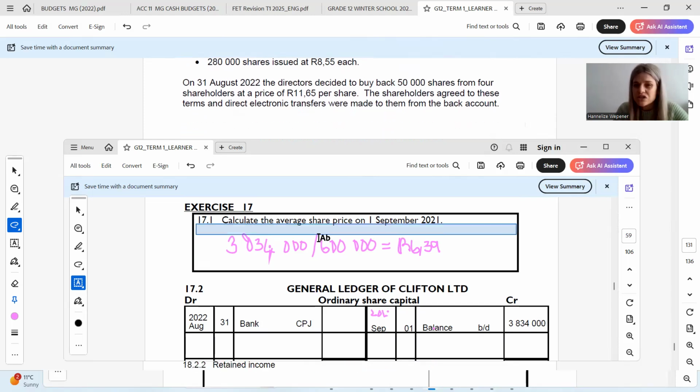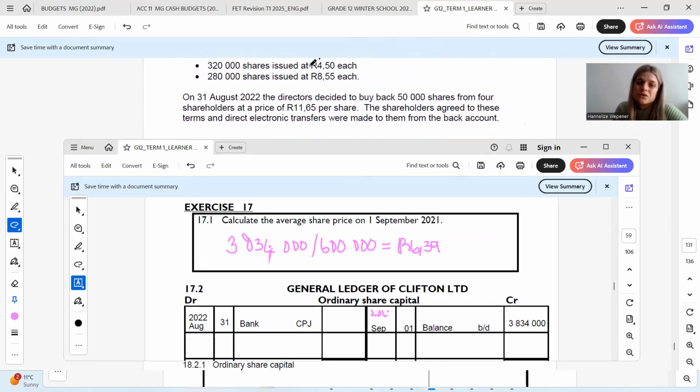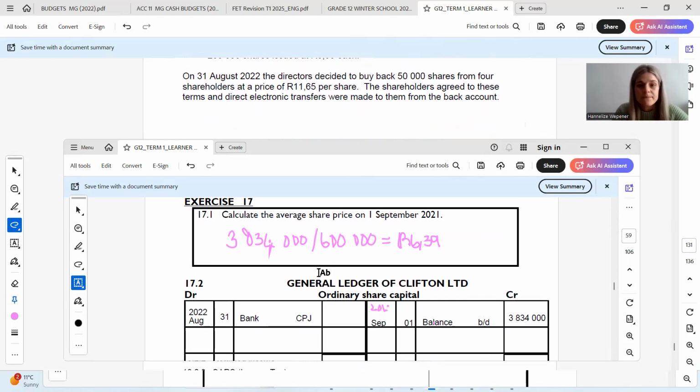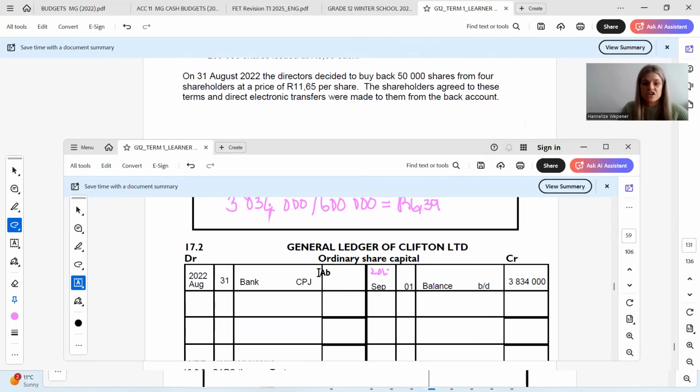Okay. And usually in the exams or tests, we don't give you the breakdown. We just want you to calculate the average share price on the date of the buyback. So we won't refer to specific shares that you repurchased. Okay, so it's 50,000 shares that I'm repurchasing now. So I'm going to have to say here that it's 50,000 shares.